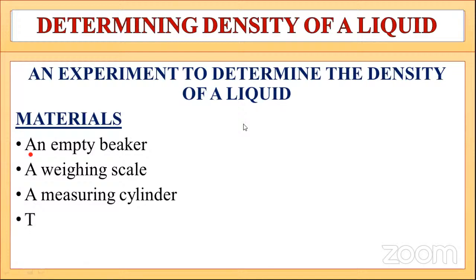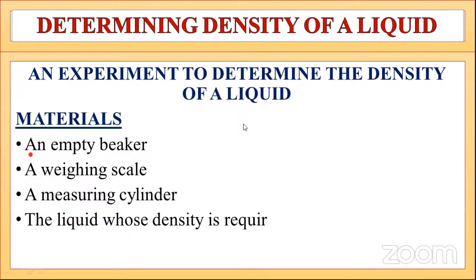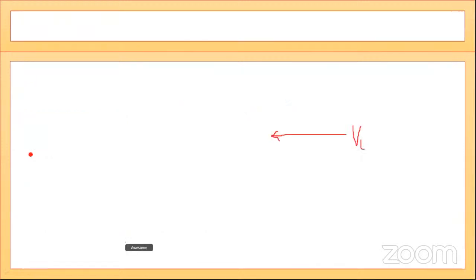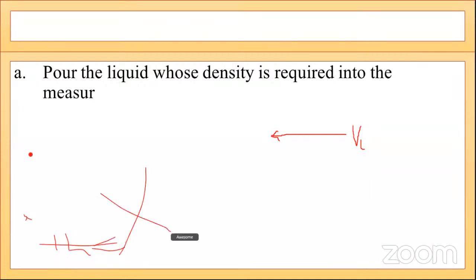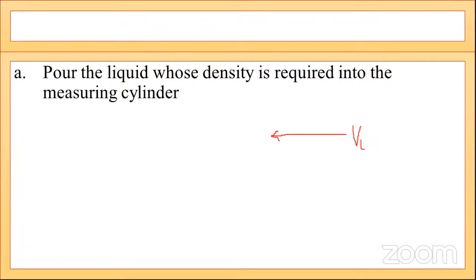Now, these are the steps which we take. Even the liquid whose density is required, we also need it. Step number 1, we shall pour the liquid whose density is required into the measuring cylinder. Excuse me, can you stop writing? So we pour the liquid whose density is required into the measuring cylinder.